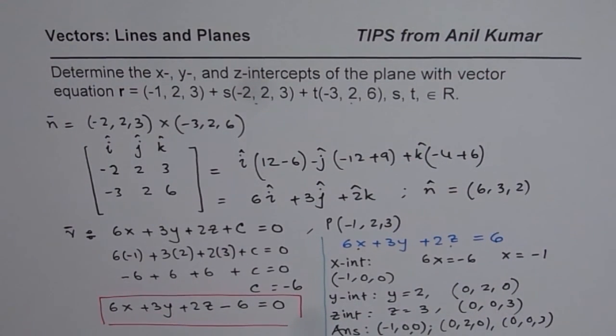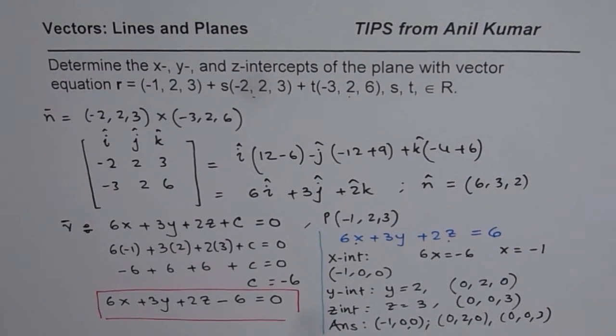So this is probably a very efficient way of finding the x, y, and z intercepts when you're given the equation in vector form. I hope you appreciate it.